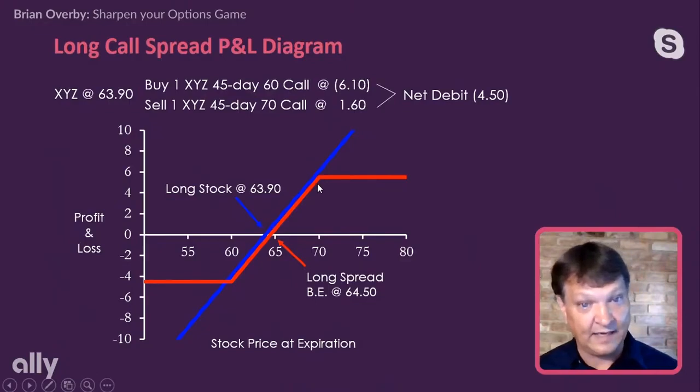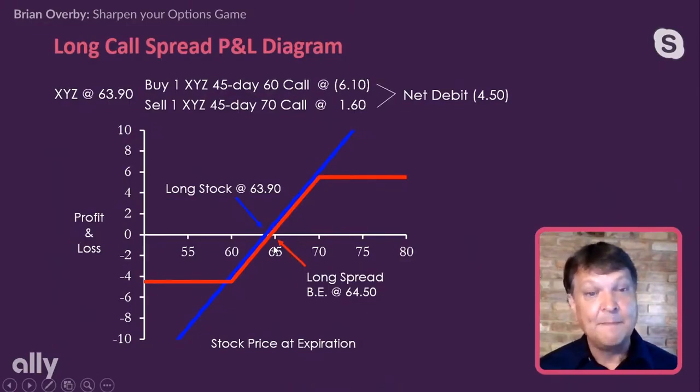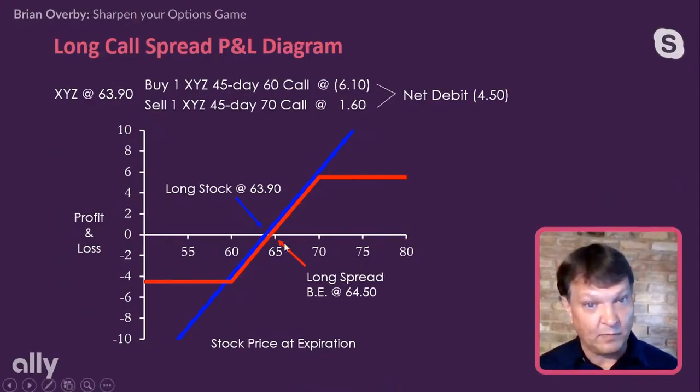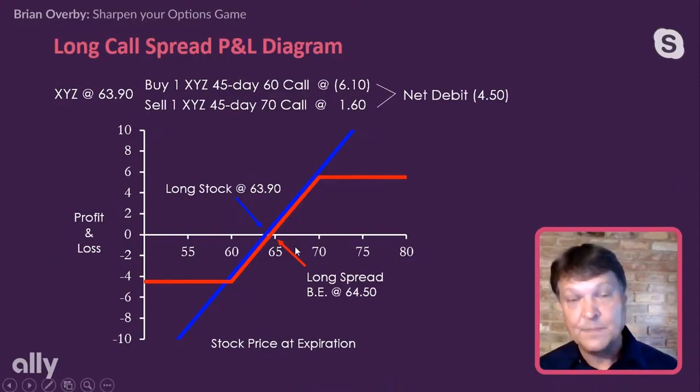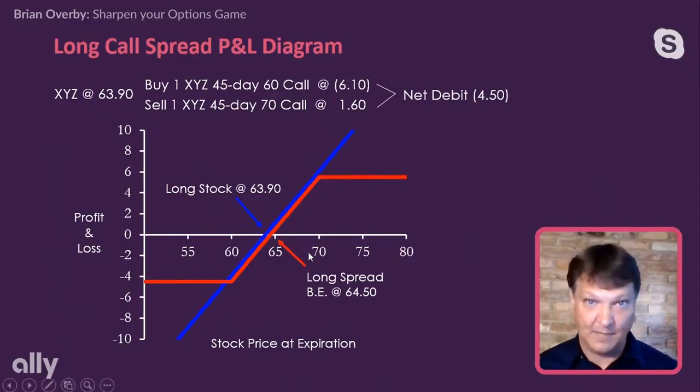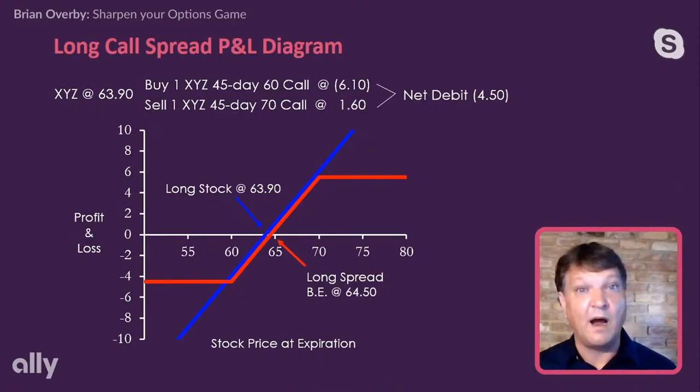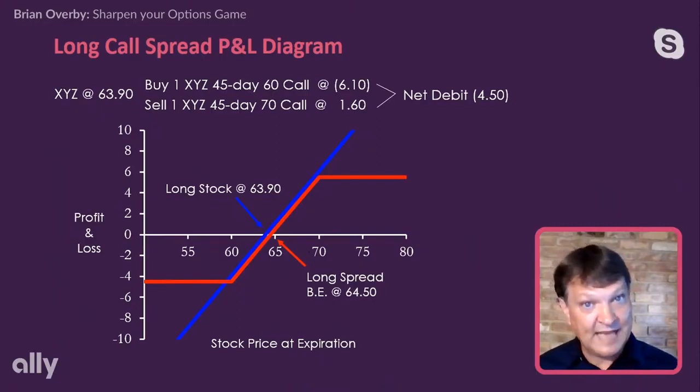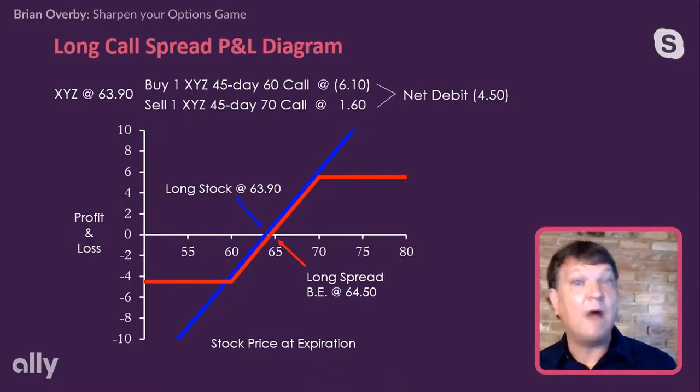Now, one thing to highlight here, and that I've done on the graph, is that right here at 63.90 and 64.50, right? These are our break evens. Our break even on the option strategy is just a smidge above the break even on the long stock. And why is that? It's because there's a time component in this. In other words, we are buying more time premium than we are selling. And that's what creates that difference in the break even at expiration on our spread strategy here. Okay, so how can we adjust that?